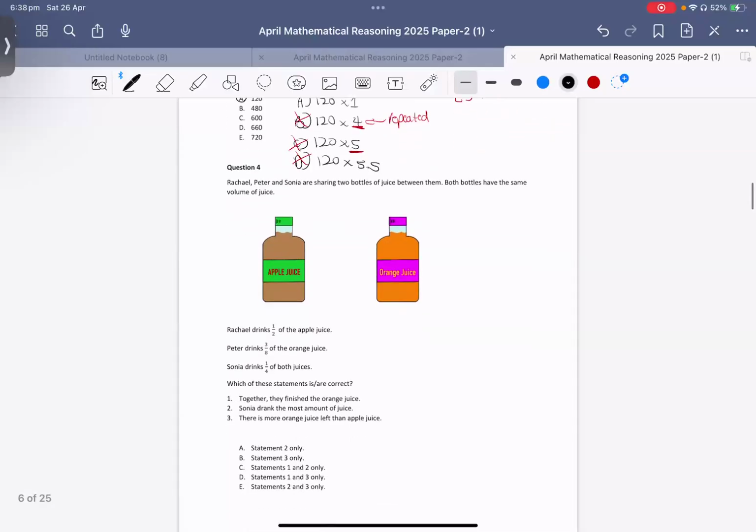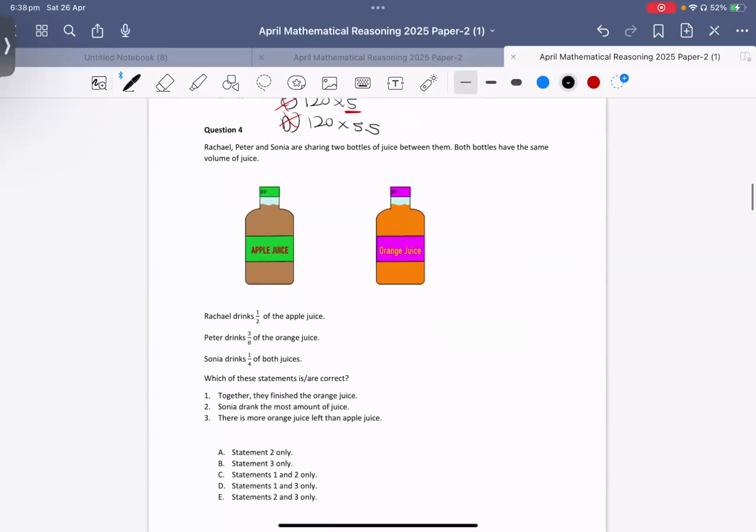So, question 4. Rachel, Peter, and Sonia are sharing 2 bottles of juice between them. Both bottles have the same volume of juice. Rachel drinks half of the apple juice, Peter drinks 3/8 of the orange juice, and then we have Sonia drinking a quarter. So let's have a look at each one, and we're trying to prove which one of these statements is right. So together they finished the orange juice. Now we have to check that, right?